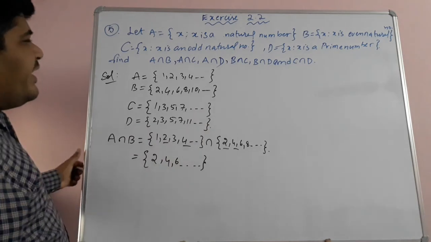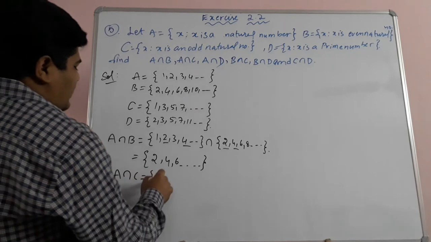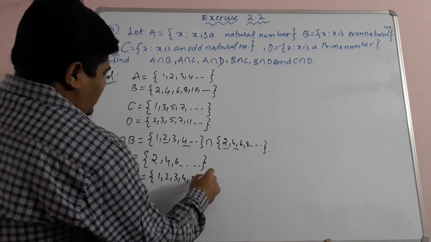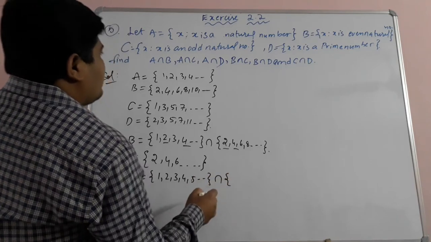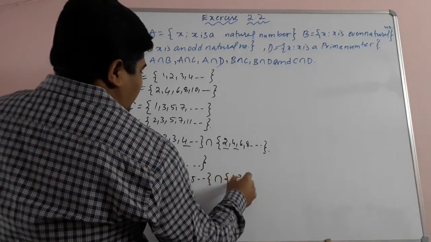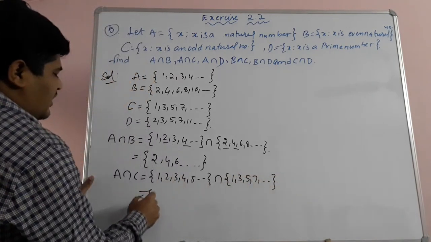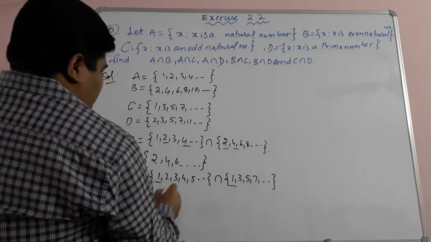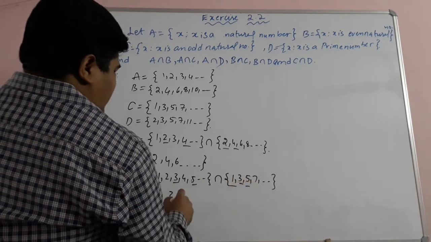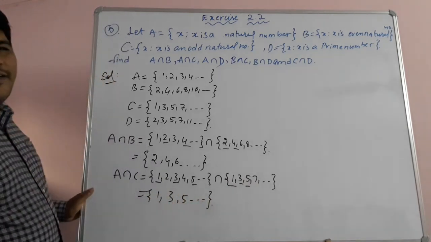Next, A intersection C. What is A? 1, 2, 3, 4, 5, and so on. C is the odd natural number set, that is 1, 3, 5, 7, and so on. So what are the common elements, children? 1 and 1 common, 3 and 3 common, 5 and 5 common. So 1, 3, 5, and so on, children. This is the answer for A intersection C.